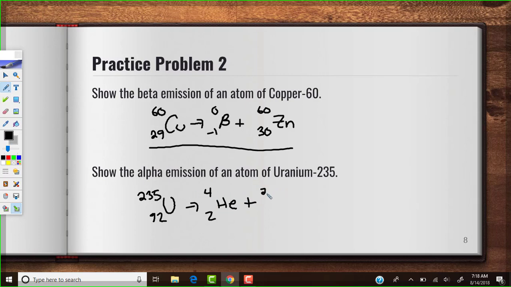So this number over here will be 231, as 235 equals 4 plus 231. And then our atomic number is going to be 90. And if you look, that is Th. There we go. Pretty straightforward on how to do these problems, so hopefully you'll have no problem doing them when we start working on these on homework assignments.